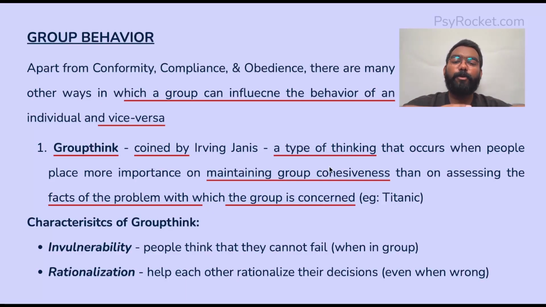See, the best example for groupthink is the Titanic. What was the aim of making the Titanic? They wanted to build an unsinkable ship. So the entire group had one single goal and one single belief that the Titanic would be an unsinkable ship. Because of that, the group which built the Titanic did not do the quality checks, just because the entire group believed that it was an unsinkable ship. So that is nothing but groupthink, a type of thinking that occurs when people place more importance on maintaining group cohesiveness than on assessing the facts of the problem.